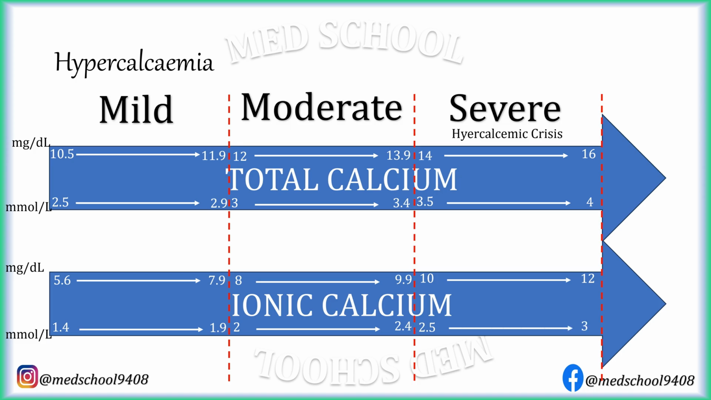You must be thinking, what about serum calcium level above these upper limits of severe hypercalcemia? Survival is very unlikely above this level and death ensues. If you still feel confused, you can remember values in any one unit and values can be changed to the other unit using this formula.